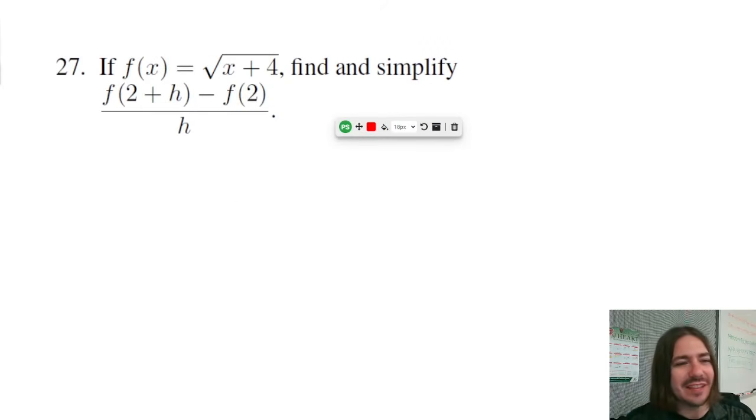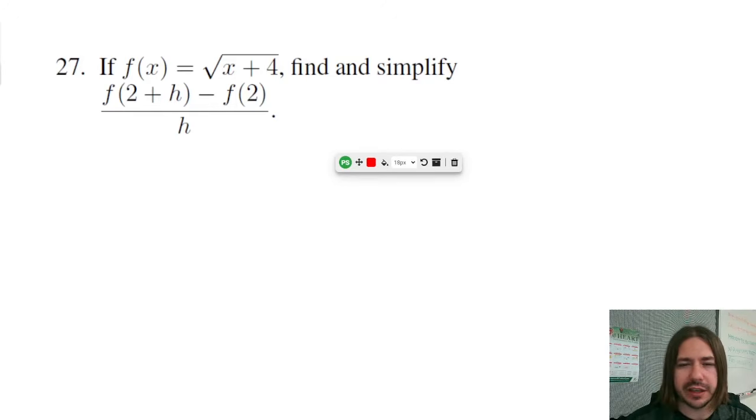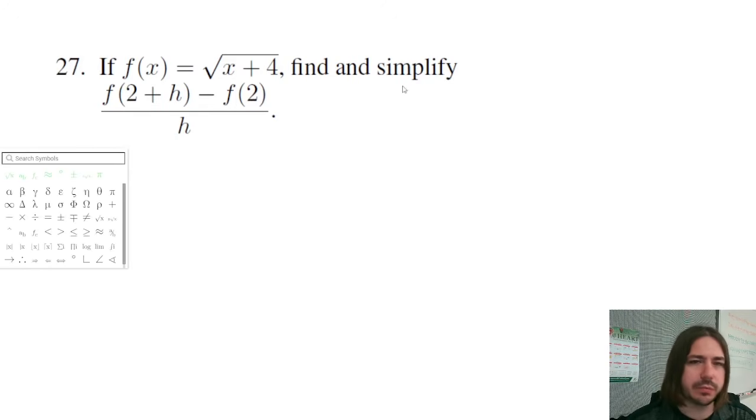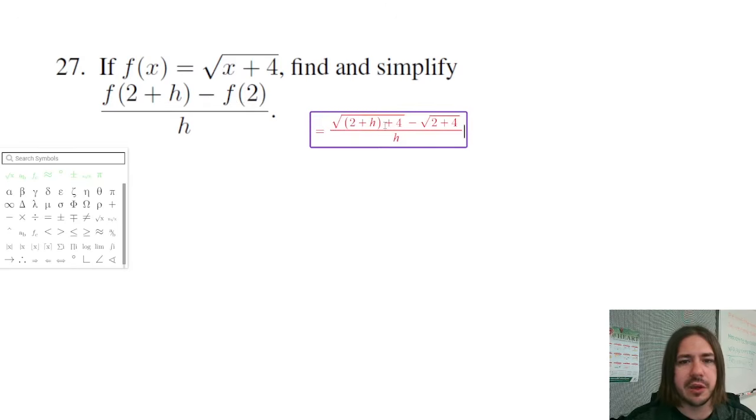Number 27 says if f of x is the square root of x plus 4, find and simplify f of 2 plus h minus f of 2 all over h. And this problem might seem kind of weird, but when you get to calculus, this problem will make a little bit more sense. What we need to do first is to replace x in this function with 2 plus h. So f of 2 plus h is going to be this function, but we're going to substitute 2 plus h in for x. And we'll do the same thing for f of 2, but instead of substituting 2 plus h in x, we're just going to substitute 2.